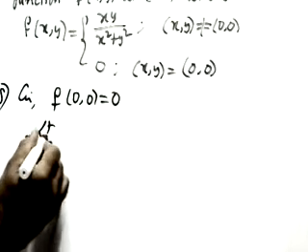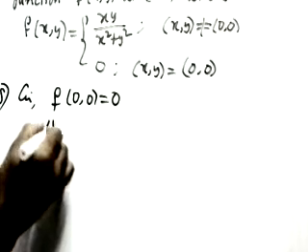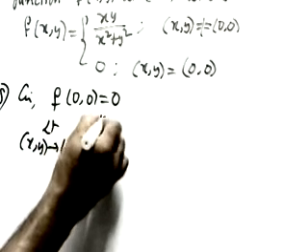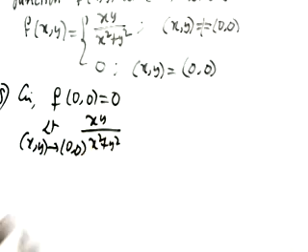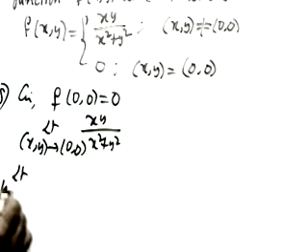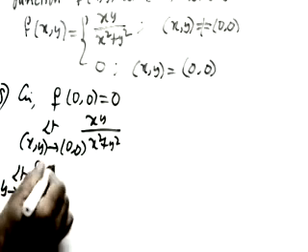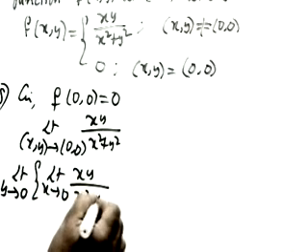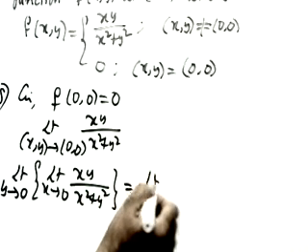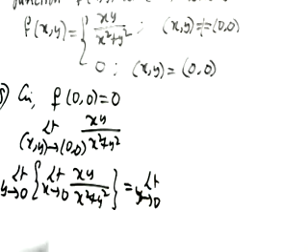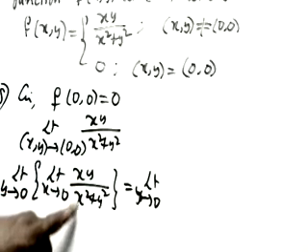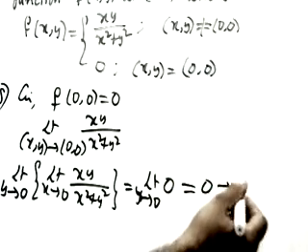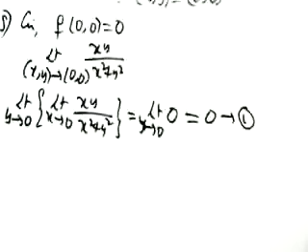So let me start. Limit (x, y) tends to (0, 0) of xy by x square plus y square. Let me first substitute x. So let limit y tends to 0, limit x tends to 0, xy by x square plus y square. If you substitute x as 0, 0 into a number is 0, so 0 by 0 plus y square is 0 by y square, which is 0. So this value will be 0, note this as 1.